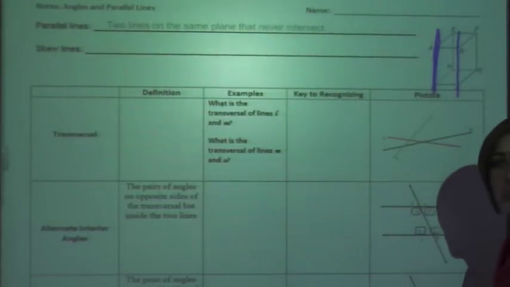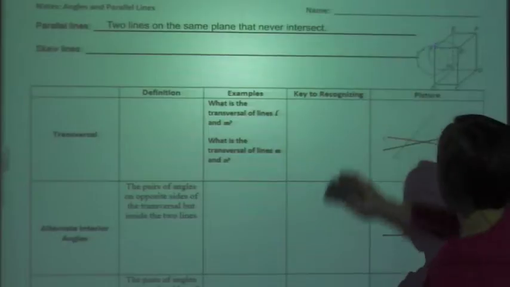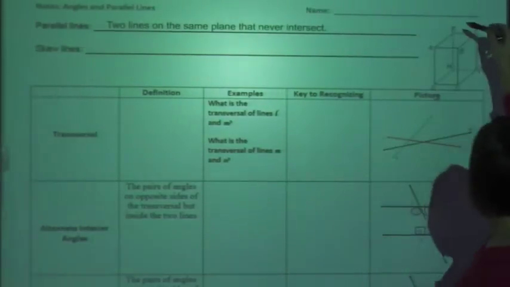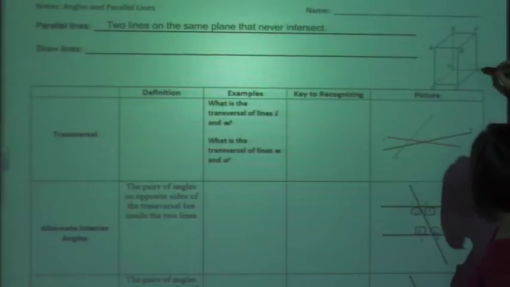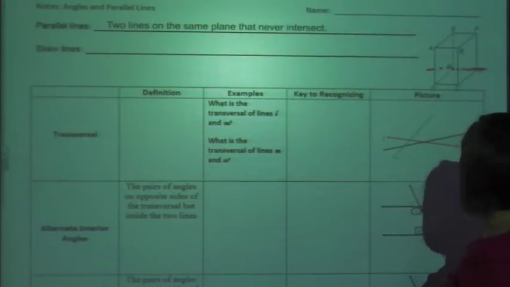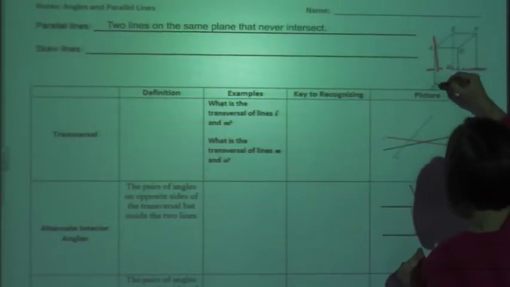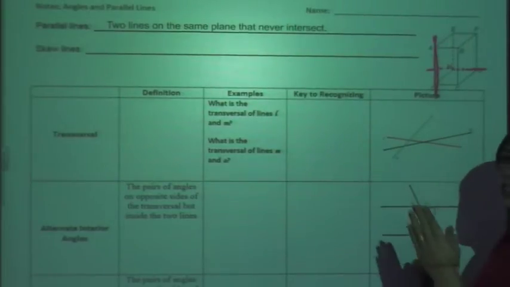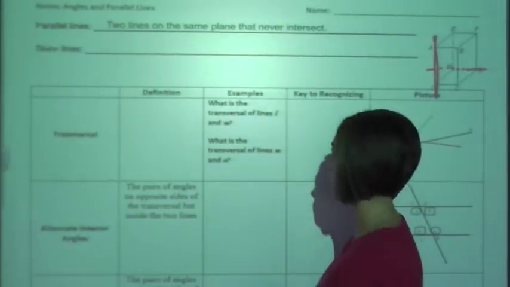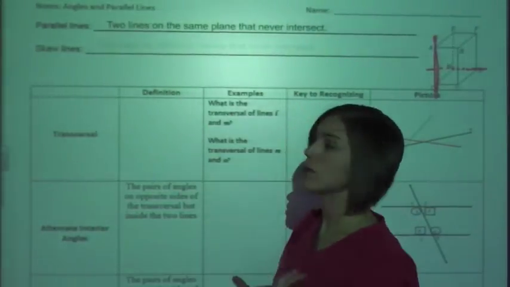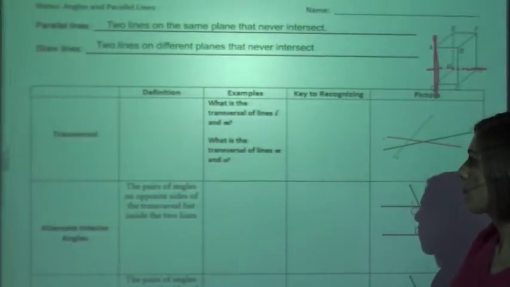Then you have skew lines. Skew lines are going to be on separate planes. So I'm going to look at plane EFG in the back, and I'm going to look at this line HG. And then I'm going to look on plane ABC in the front, line AD on ABC. And skew lines are going to be on separate planes, and they're never going to intersect. What we're going to focus on today is parallel lines, when they never intersect.